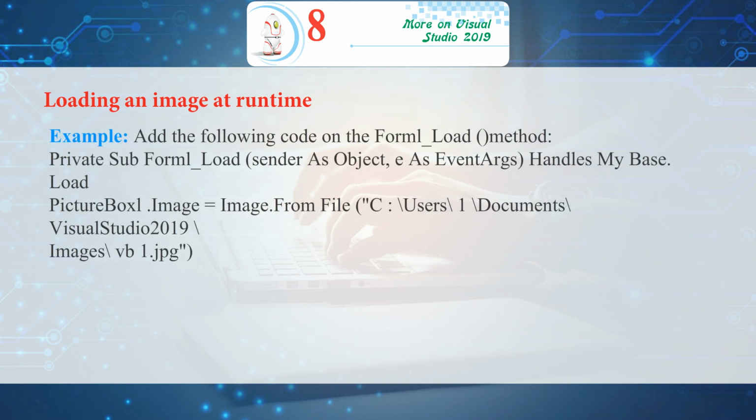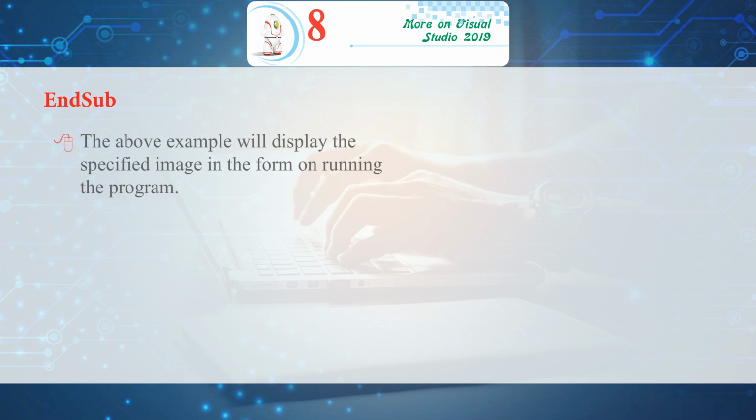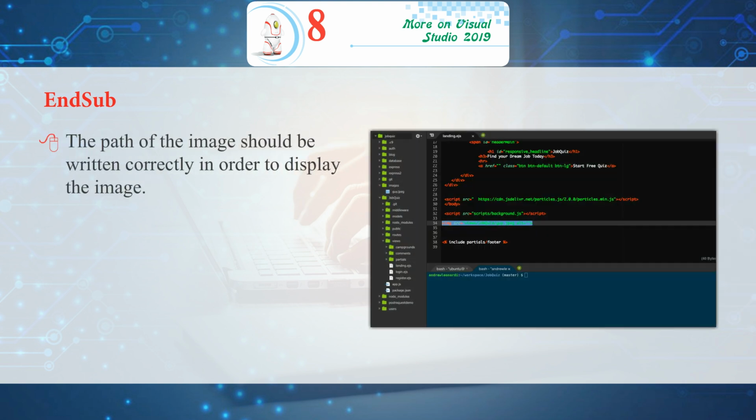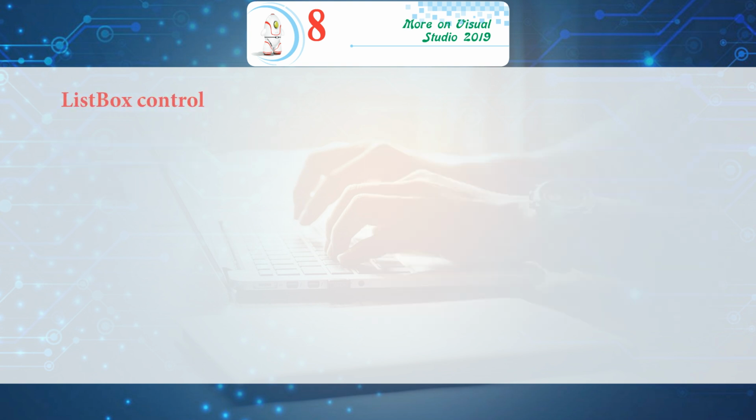Example: add the following code in the Form1_Load() method. Private Sub Form1_Load(sender As Object, e As EventArgs) Handles MyBase.Load PictureBox1.Image = Image.FromFile("C:\Users\1\Documents\Visual Studio 2019\images\vb1.jpg") End Sub. The above example will display the specified image in the form on running the program. The path of the image should be written correctly in order to display the image.